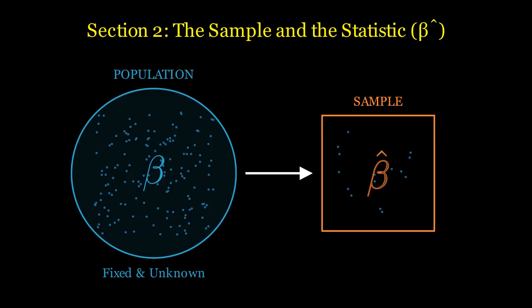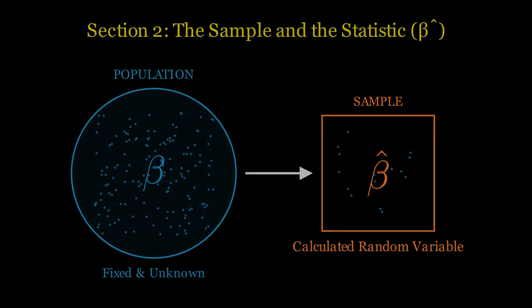While beta is a constant, beta hat is a random variable. Why? Because if you take a different sample tomorrow, your beta hat will change. The hat is the symbol of estimation. It is our humble attempt to wear the crown of the true parameter.